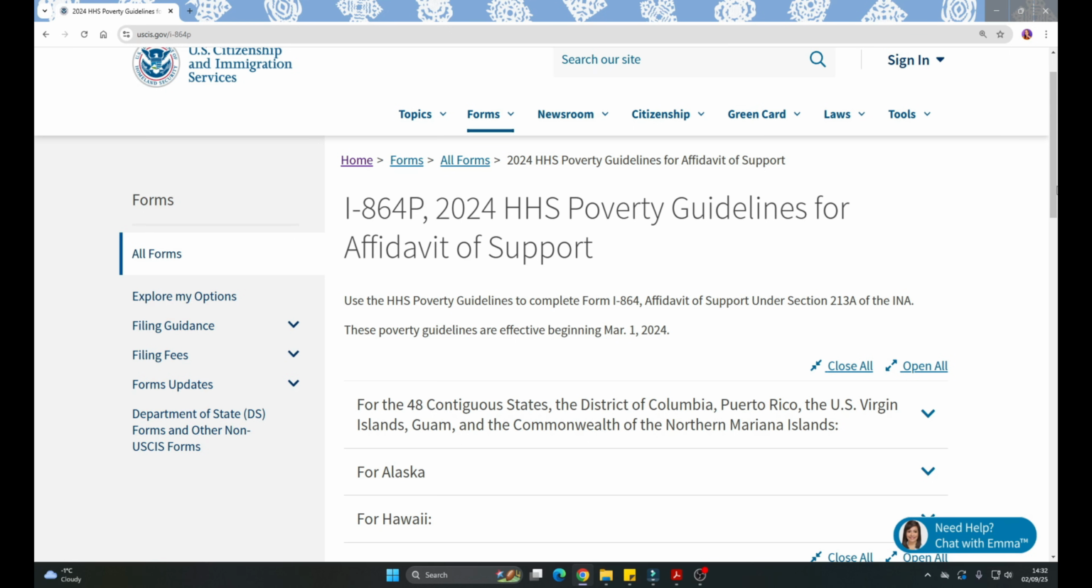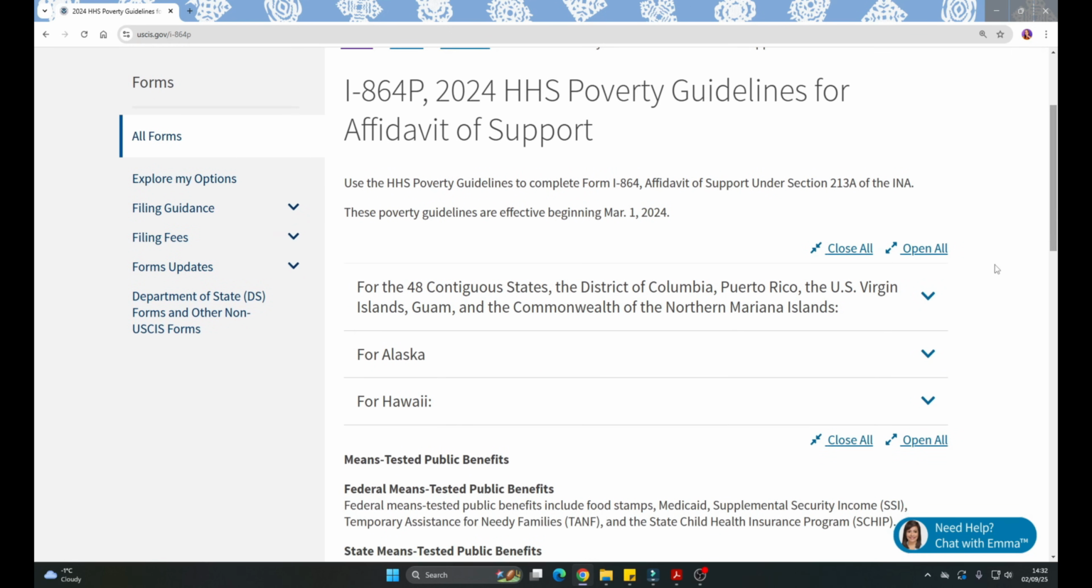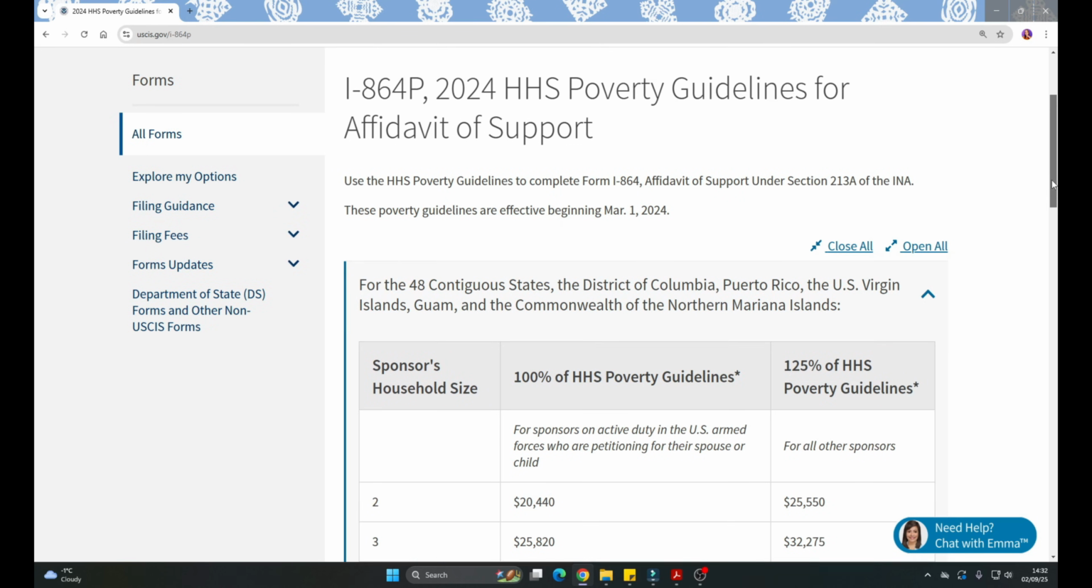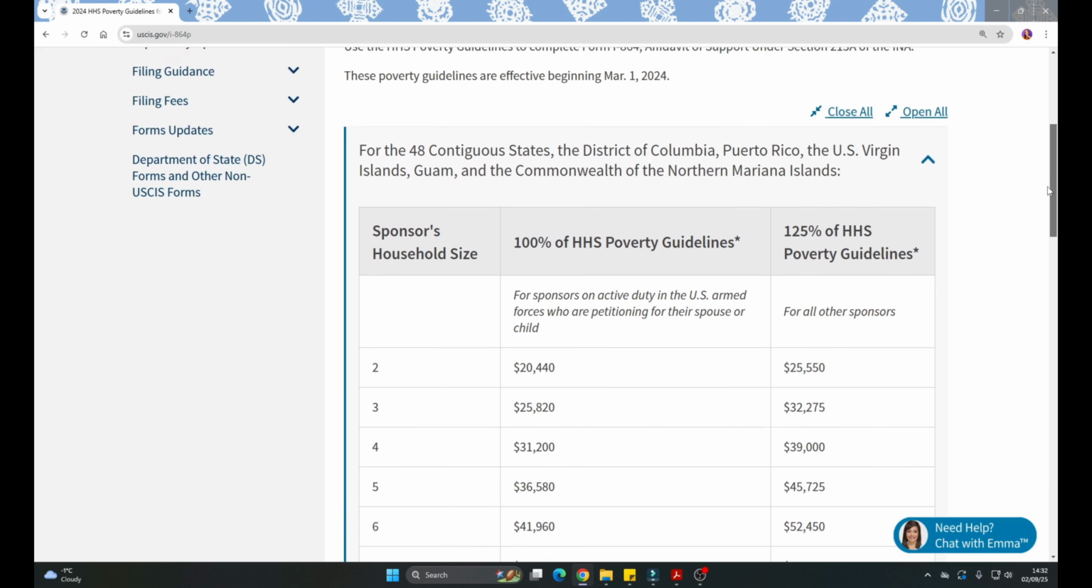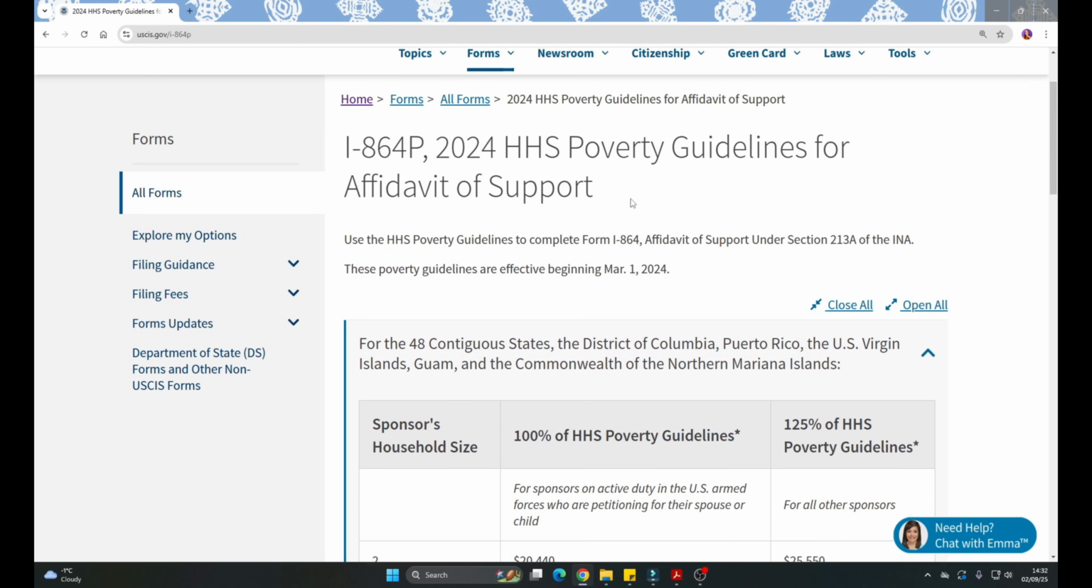But the general rule of thumb, and based on the very old instructions for this form, the sponsor should be able to meet 100% of the poverty guidelines posted on the USCIS site. But keep in mind that this requirement is only listed for the Form I-864.